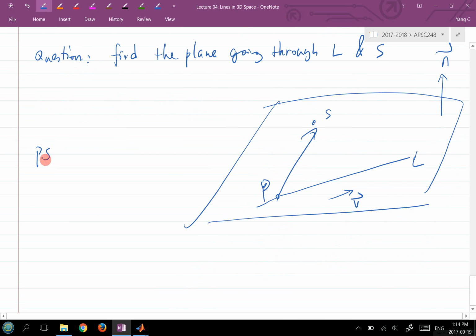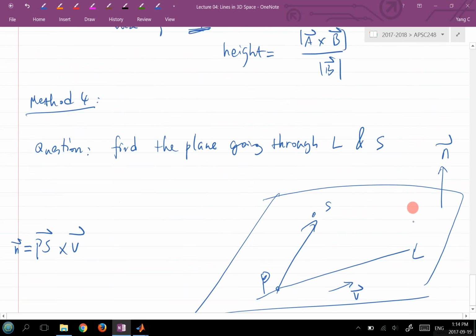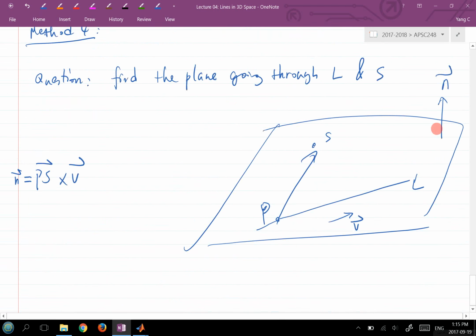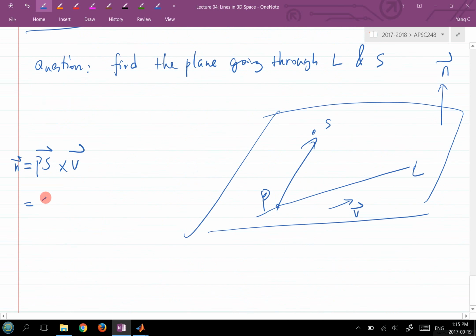So let's do this cross product. We actually did the cross product in one of the methods here, right? In this method here, we did the cross product, so you should be able to have that answer. That gives us 1, 5, 2. So I use this cross product result and the point S to find the plane equation.